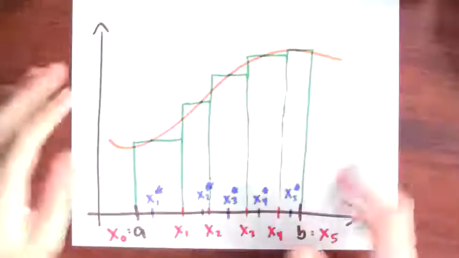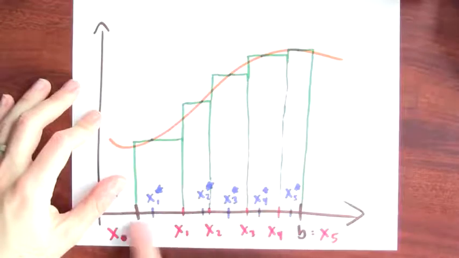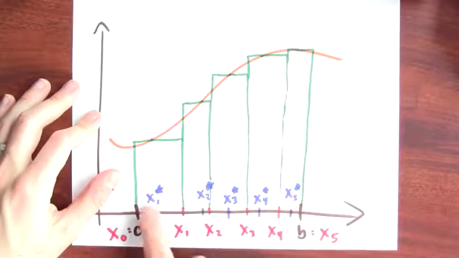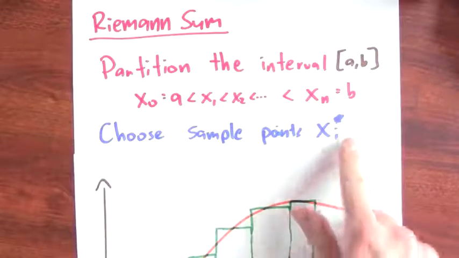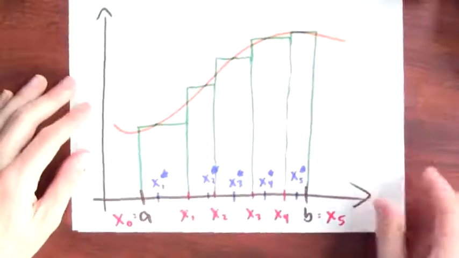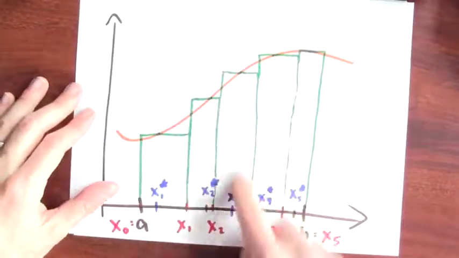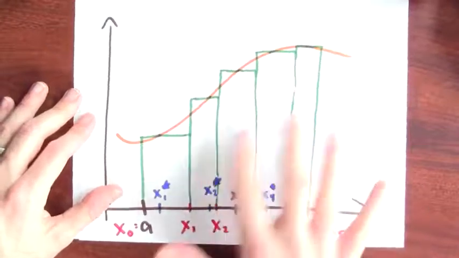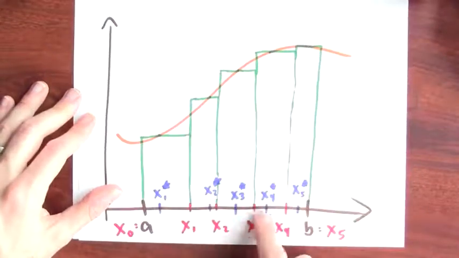The next step is to choose your sample points inside each of those subintervals. After I've decided where to cut up my interval A to B, I've chosen the x sub i's, then I need to choose these blue sample points, the x sub i stars. Those sample points will then be used to determine the heights of these rectangles. I'm going to be evaluating the function at those sample points.